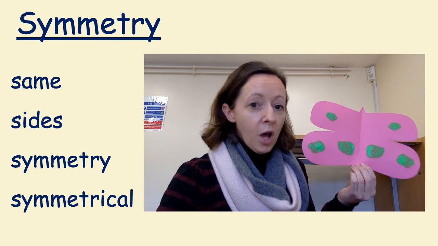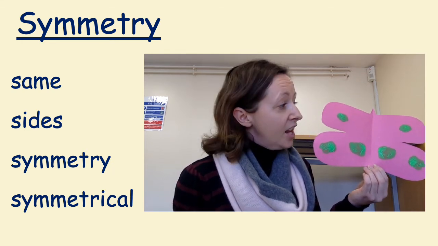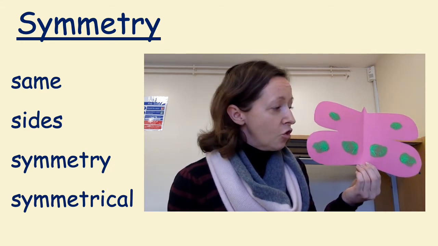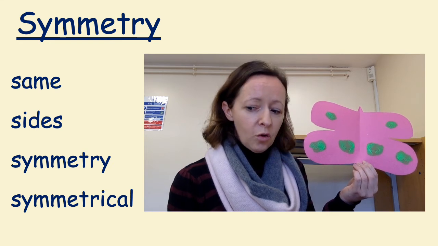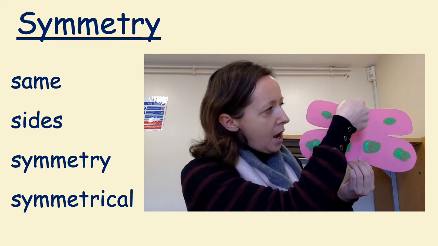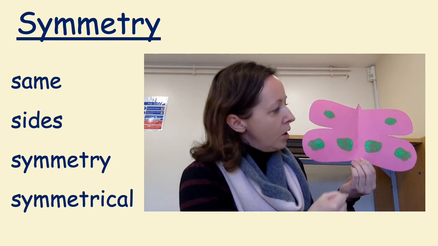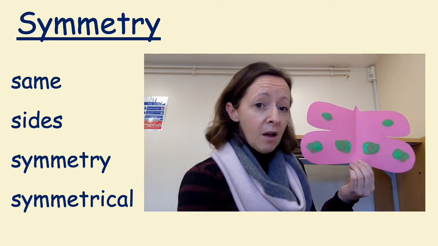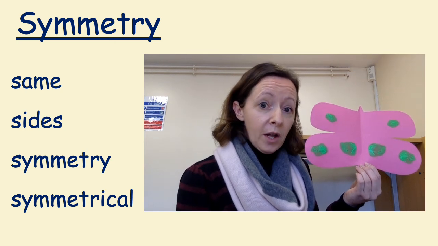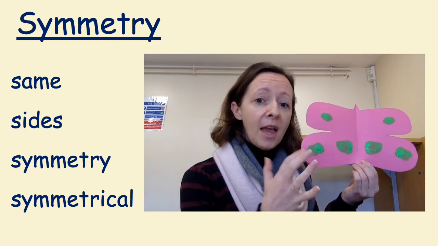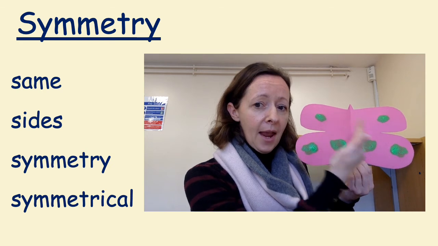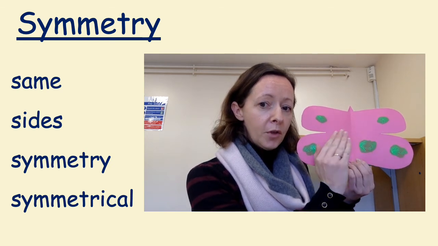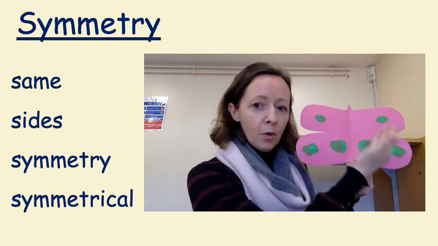And we use a word for that. We say that it is symmetrical. Symmetrical. So if I drew a line down the middle, it would be the same. It is the same on both sides. And that's the case for all butterflies. Butterflies are symmetrical in the patterns that they have on both sides, on both wings.